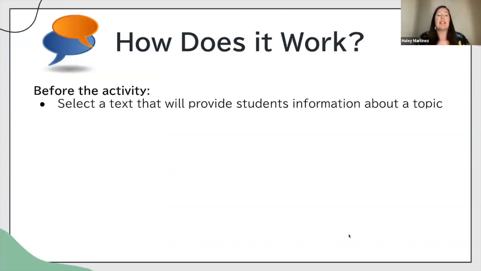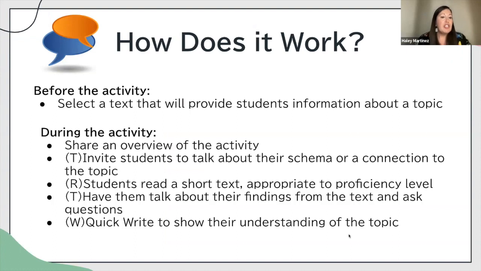So yes, how does it work? Select a text that will provide students information about a topic. During the activity, you're going to share an overview. The first one is talk. The first talk, you're going to invite students to talk about their schema or their connection to the topic. The R stands for read, so students will read a short text appropriate to their proficiency level. Their second talk, you're going to have them talk about their findings from the text and ask questions. And lastly is write, so a quick write to show understanding of the topic.